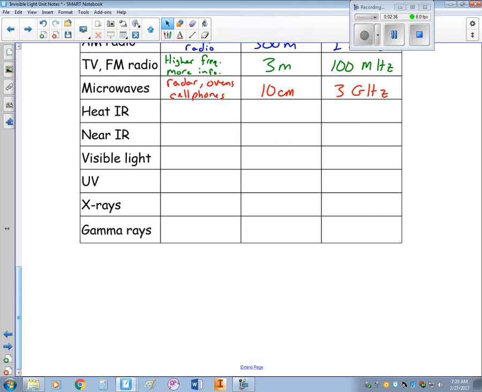Now we come to infrared, and we have a couple ways of thinking about infrared. First one is heat infrared. So we're talking about the heat produced by a human or a heat lamp. This wavelength is around 20 micrometers. So micro is 10 to the negative 6, so that's a millionth of a meter. The frequency is around 15,000 gigahertz.